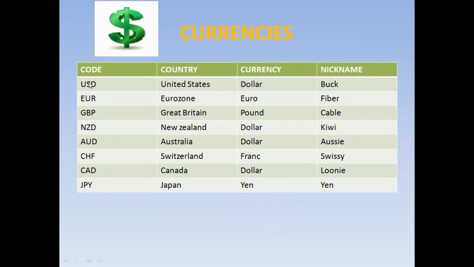Now, this is a table of the major currencies in the world. These are the 8 major currencies in the world. Number one, we have the United States dollar, we have the euro, we have pound, we have NZD, we have AUD, we have CHF, we have CAD, we have JPY. You can take a screenshot of these so that later on you can use it to study. Because I honestly believe that if you go on and study this, you are going to become good with FX trading. So let's go to number 2, guys.